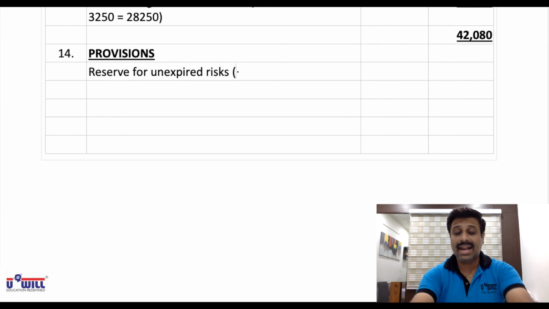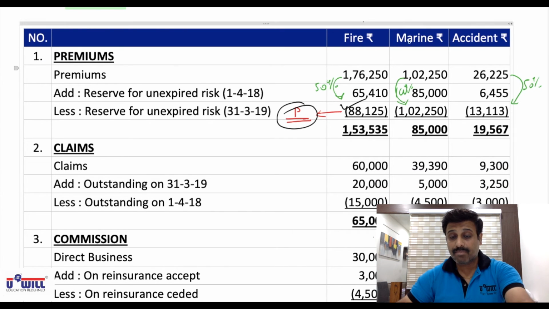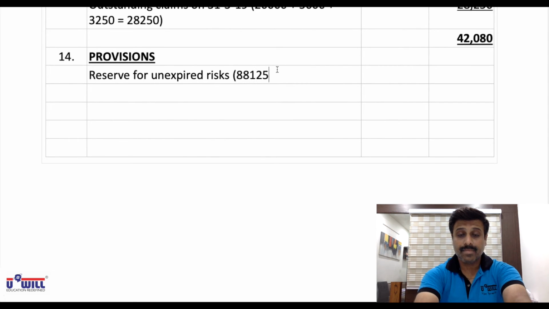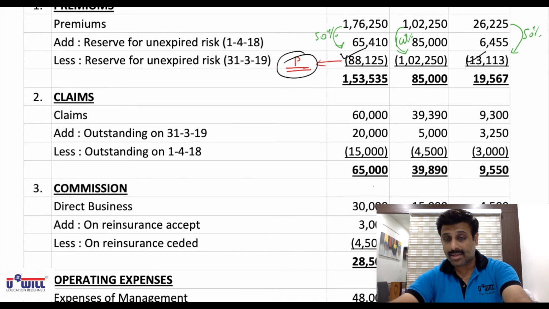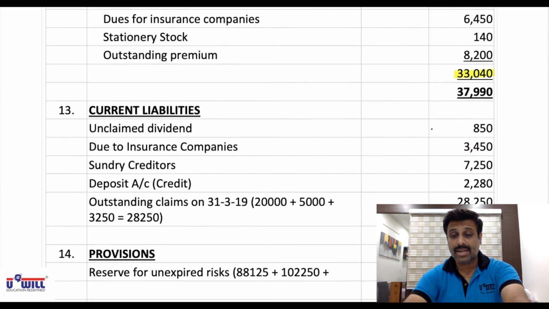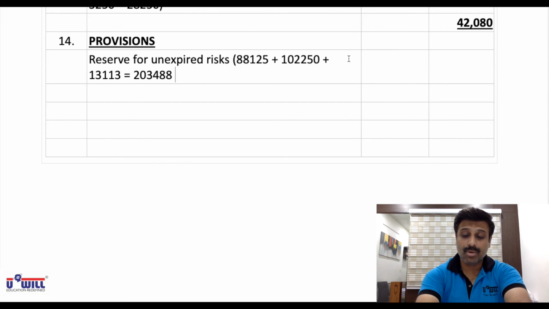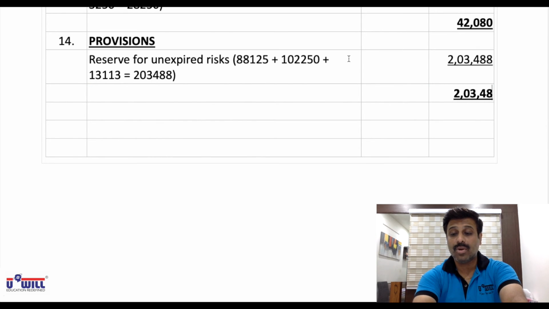Here also, like claims, we can add the total amounts directly. The amounts are 88125 plus 102250 plus 13113. Okay, reserve for unexpired risk, we have to create a provision. So 13113. So that would come to 203488. Only one item is there. So total would also be the same, that is 203488.